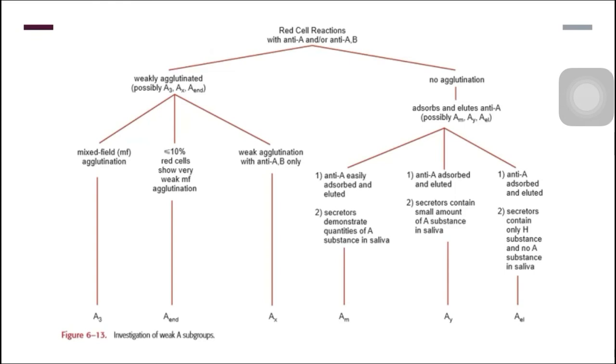So pag nag-agglutinate, pag weakly na agglutinate siya, tama ba? Mixed field agglutination, pwede nating sabihin this is A3. Pag less than or equal to 10% naman yung red cells show very weak mixed field agglutination, that's A sub n po. And of course, pag weak agglutination with anti-A1B or anti-AB only, that's A sub x.